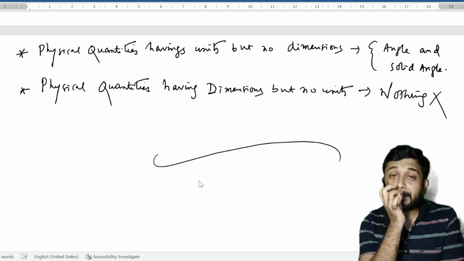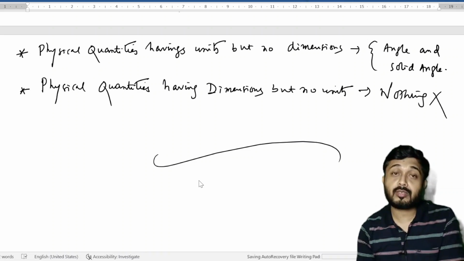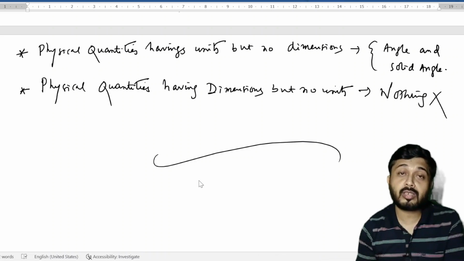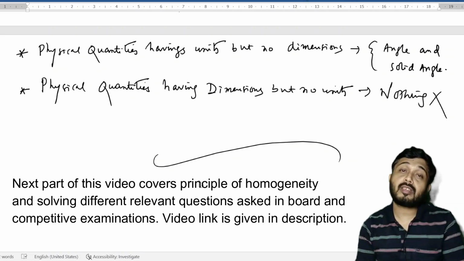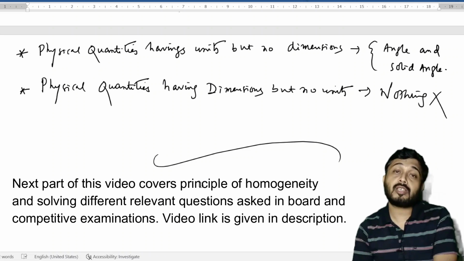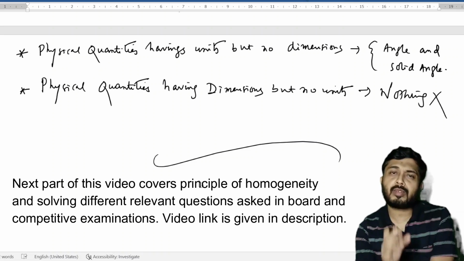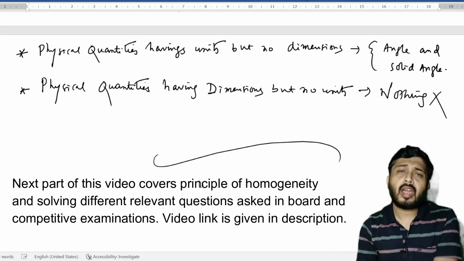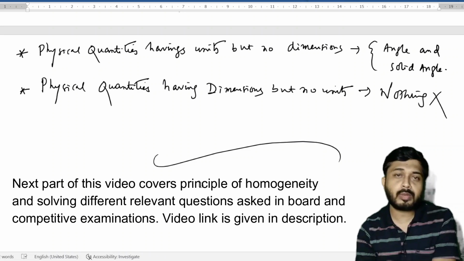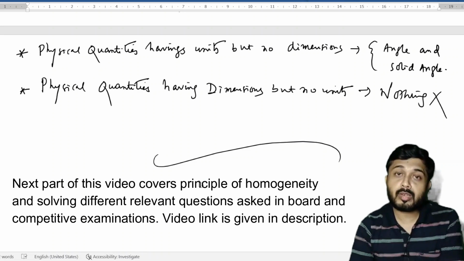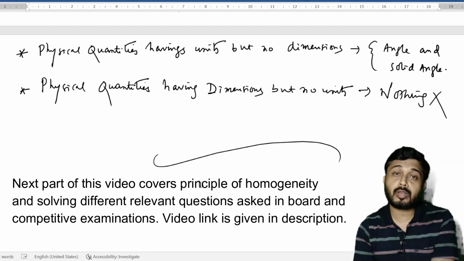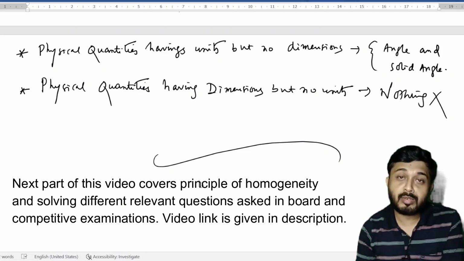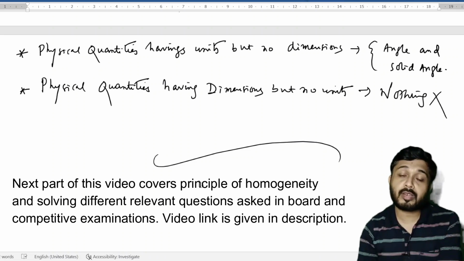But this topic is not ending over here. This topic has a later portion which is the principle of homogeneity, and by making use of the principle of homogeneity you have to find out the dimensional formulas of different unknown quantities and terms and symbols which will be involved in different equations which will be given to you. That is very important, especially keeping in mind the competitive examinations like joint entrance examination and NEET examination. So make sure to watch the second part of this video.